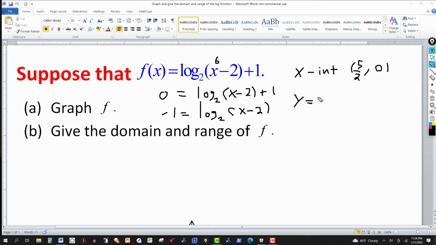So this then would give me 3. Okay, put a 6 there. 6 minus 2 is 4. The log of 4 to base 2 is 2, because 2 to the 2nd is 4, and then 2 and 1 will give me 3. So the other point that I get then for this is 6 and 3.